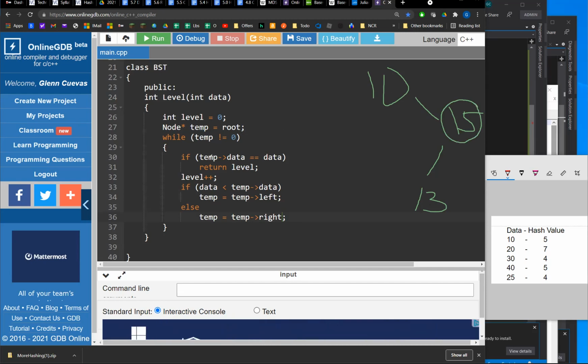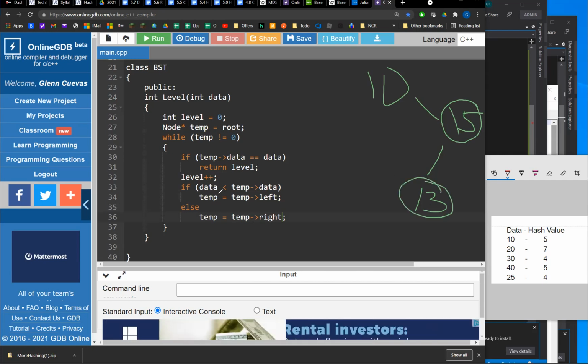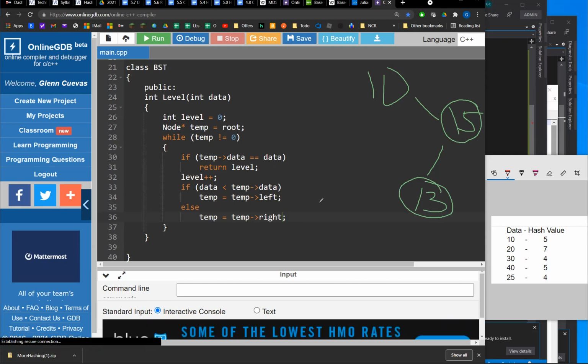That's not null. Temp data is 15. We're looking for 13, so that's not true. Increment our level. It is less than, so we go ahead and come down here to 13. Temp's at 13. Temp data is 13. Data is 13. Level is presently at 2. Return back 2, and we're done.